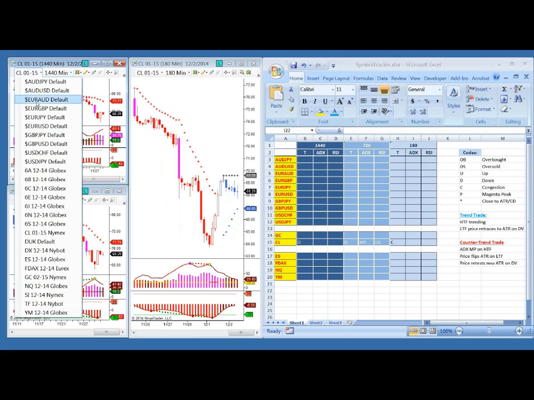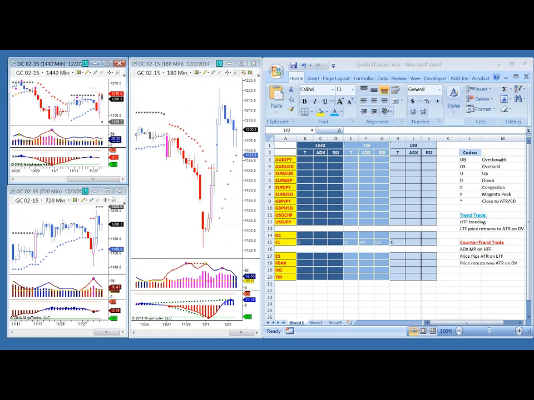All right, let's go down to gold. Gold is in a downtrend because it has a red RSI. It also has a congestion dot there, correct? So here, I'm going to put C and an asterisk, okay? Is the ADX overbought, oversold? No. Is RSI overbought, oversold? No. Okay? Let's go down to the 1440.